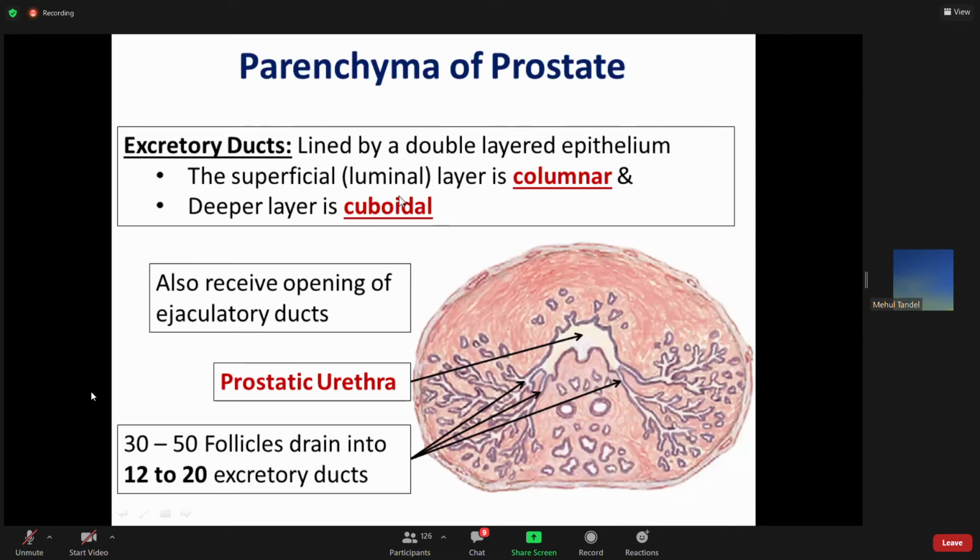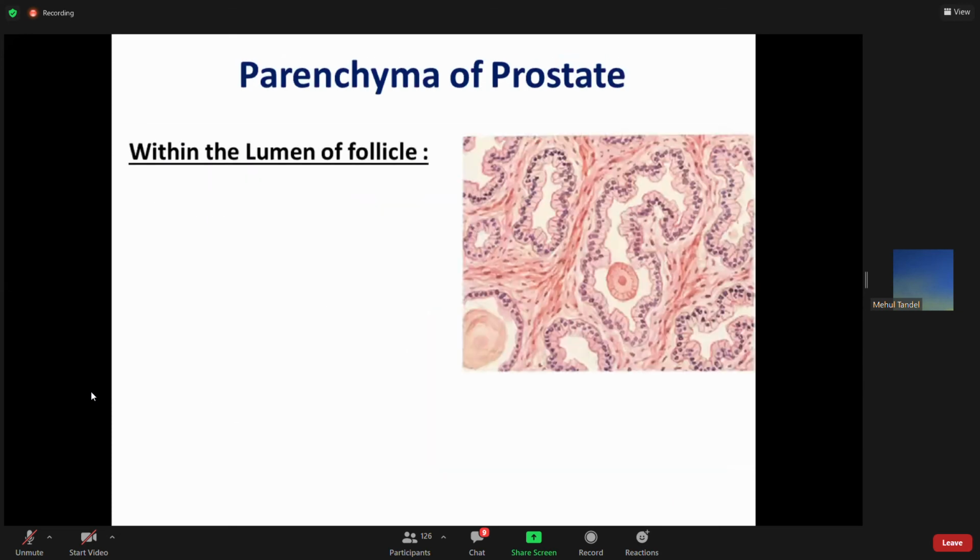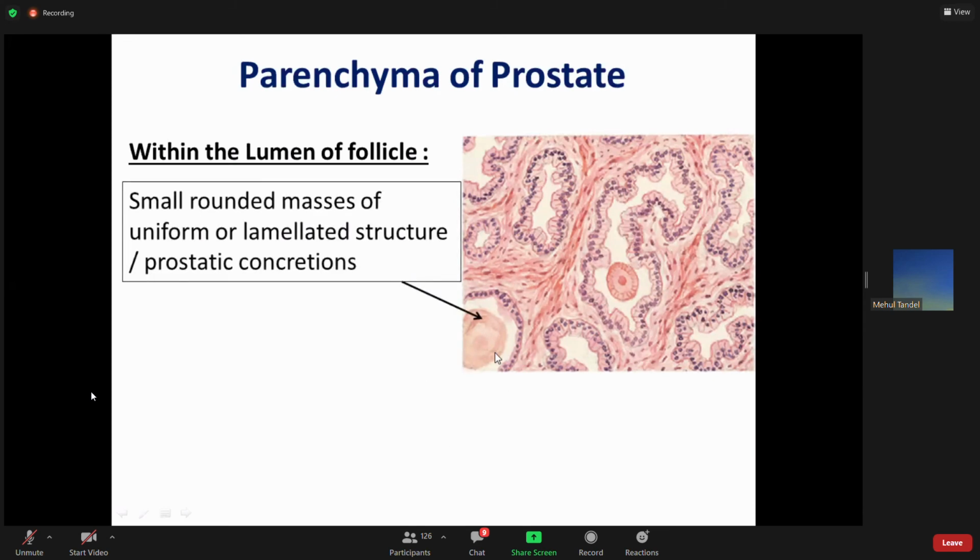So this is the structure of these excretory ducts, lined by a double layer epithelium, in which the superficial layer is columnar and the deep layer is cuboid. Now within the lumen of the follicle, you can see a structure here, and another structure here. Small rounded masses of uniform or lamellated structure, also known as prostatic concretions. Clear? Either homogeneous or lamellated.